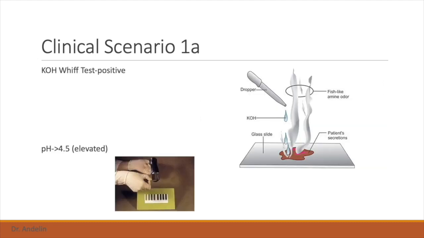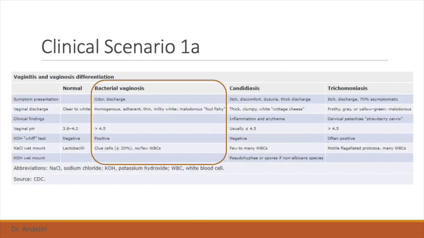Additionally, we can place a swab of vaginal discharge on a slide and drop some potassium hydroxide onto the discharge. This is called a potassium hydroxide whiff test. In our patient's case, it lets off an unpleasant fish-like odor. We also note that the pH of the vaginal discharge is elevated, greater than 4.5. Our first case is consistent with bacterial vaginosis.